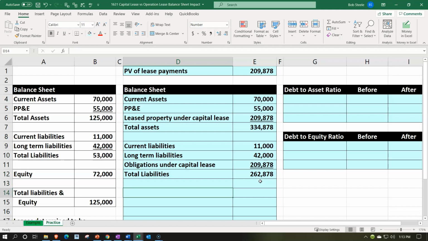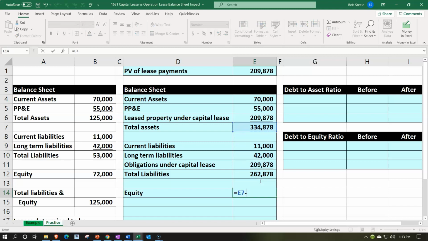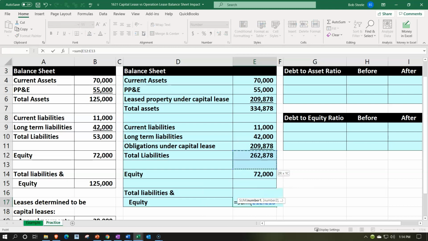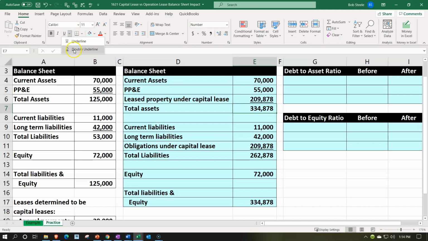And then we've got our equity down here. So I'm just going to call it the equity, which I'm going to calculate as the assets minus the liabilities, which would then be the equity at the 72,000. And then the total liabilities and equity would be equal to the sum of the liabilities and the equity. So that gives us our 334,878 liabilities and equity matching up with the assets up here. So that looks like we are in balance. Let's put some double underlines in there just to emphasize the bottom line of our balance sheets.